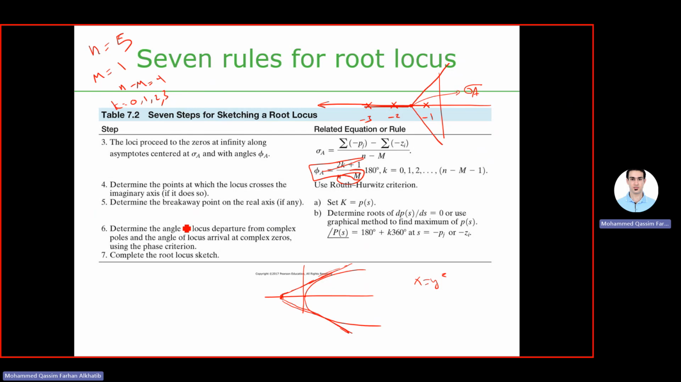So these are the angles of the asymptotes. That's phi A. It's going to be always positive. If it's 90, 180, 270, it's always a positive angle. And with the x-axis, this is how you do the angles, like this. So this is a 270.